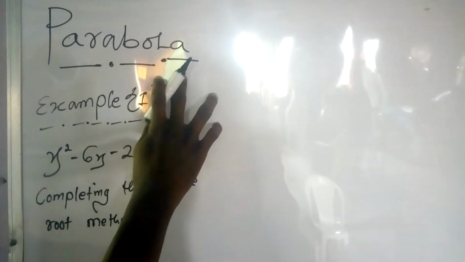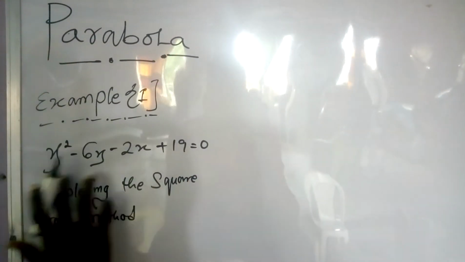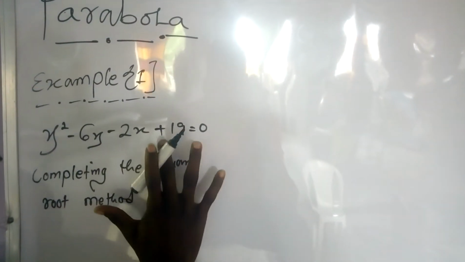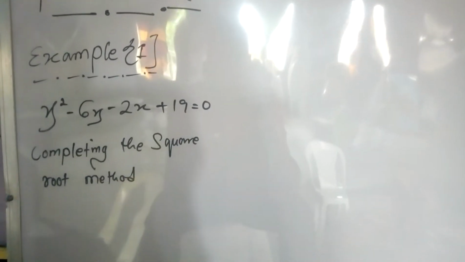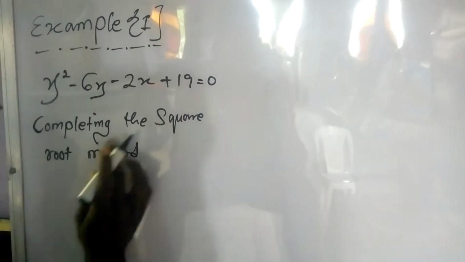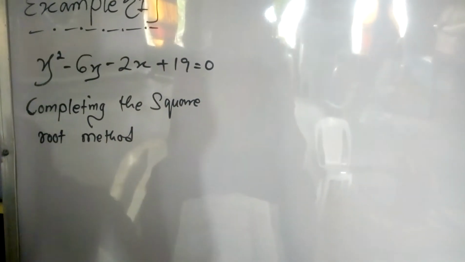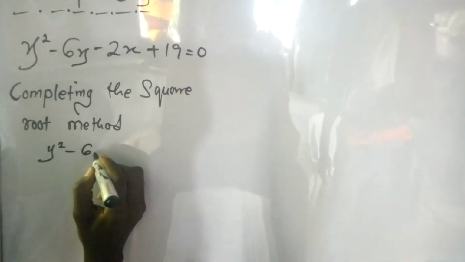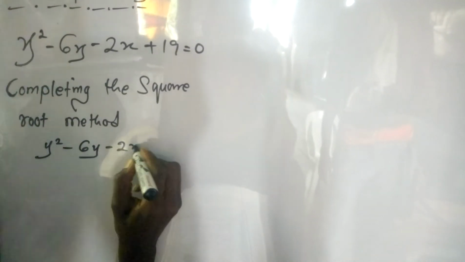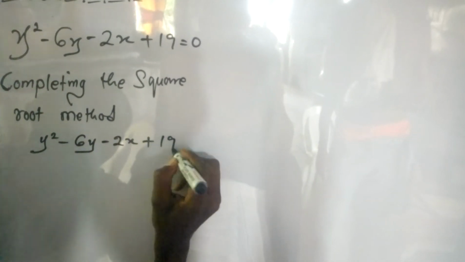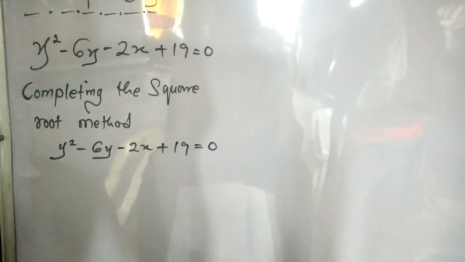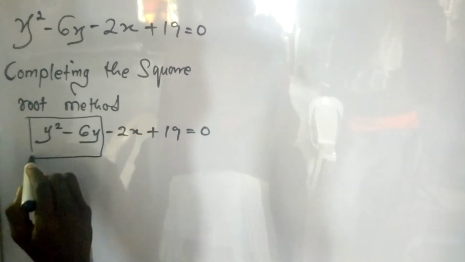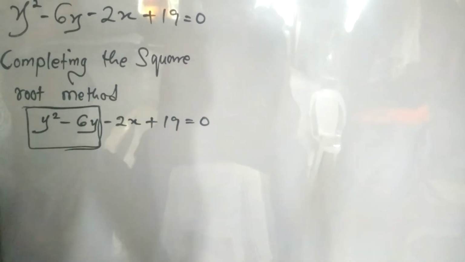This is parabola. We are having this example under it: y squared minus 6y minus 2x plus 19 equals 0. We are using the completing the square method to solve the equation. This is what we are solving for.